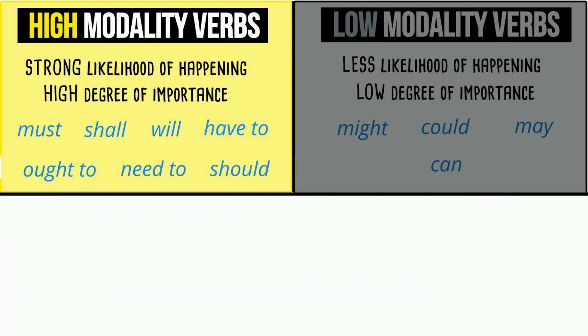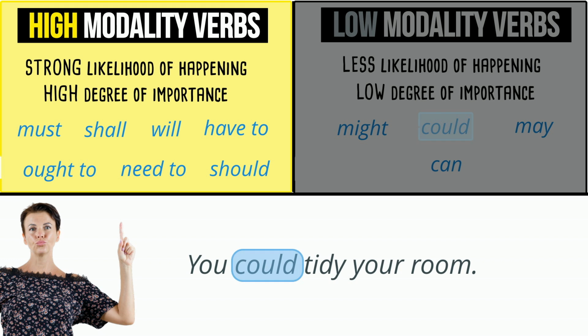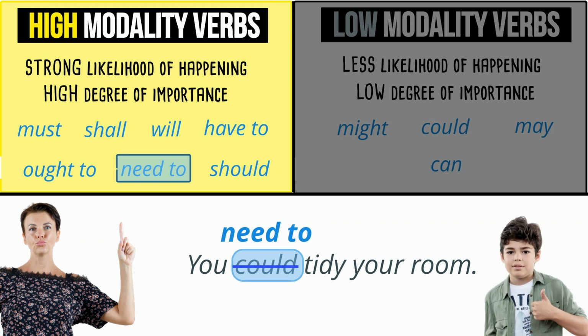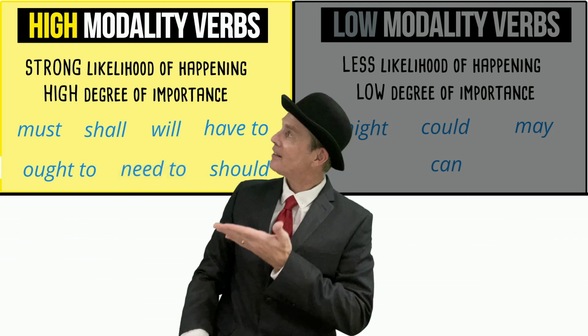Let's try another example. This time, a mum is wanting to persuade her son to clean his room. You could tidy your room. This will make him feel that he has an option. It suggests that cleaning the room is not that important. But add a high-modality verb and see what happens. You need to tidy your room. Now, the mum's elevated the importance of the task, so the boy better start cleaning. So whenever you are writing to persuade, use high-modality verbs. They make a tremendous difference.